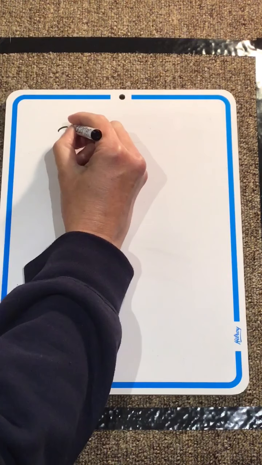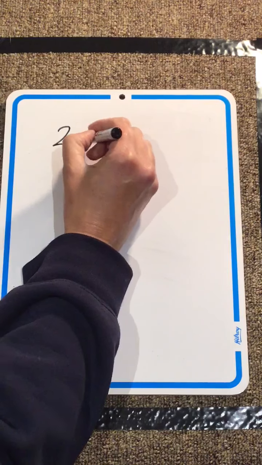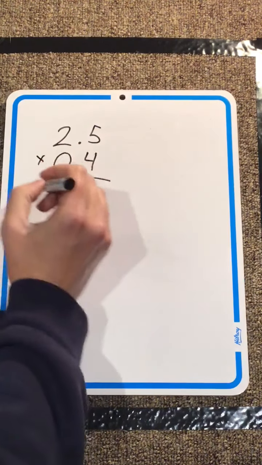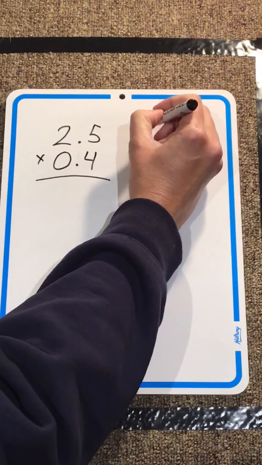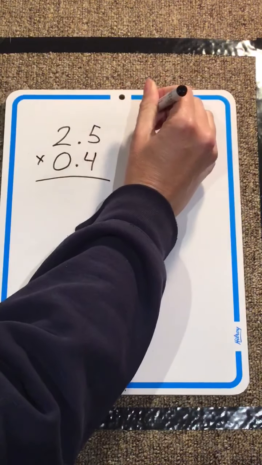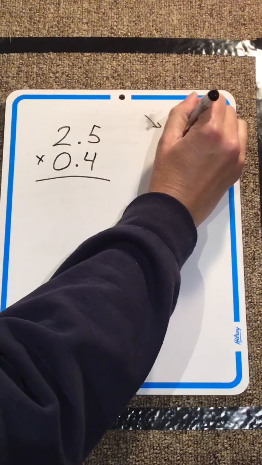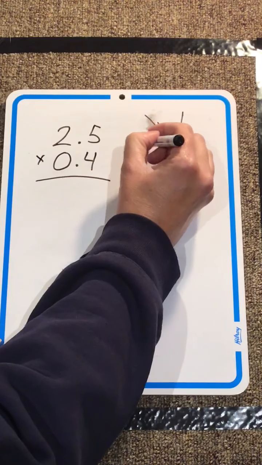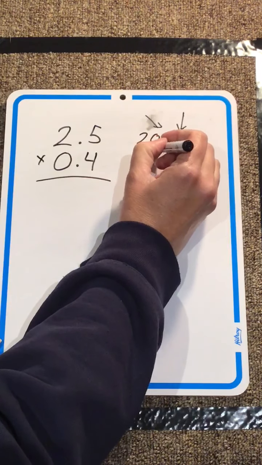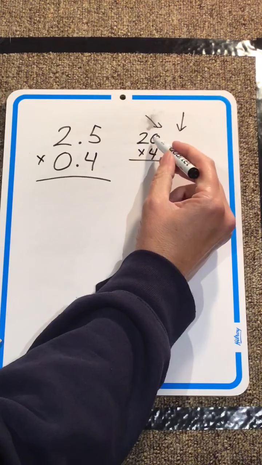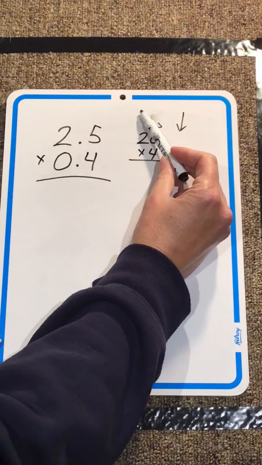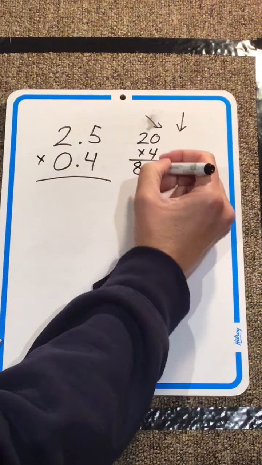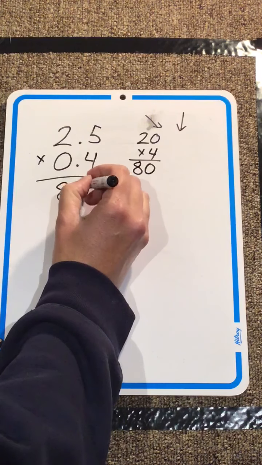Let's do one more to practice. 2.5 times 0.4. Okay, so again, we're going to do this arrow and that arrow. So going across this way, looks like a 2, but it's really 20 times a 4. Cover up the 0. 2 times 4, 8. Stick the 0 back in there. Okay, so 80 is going to be our first number.